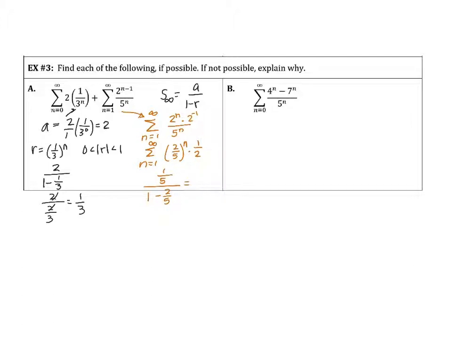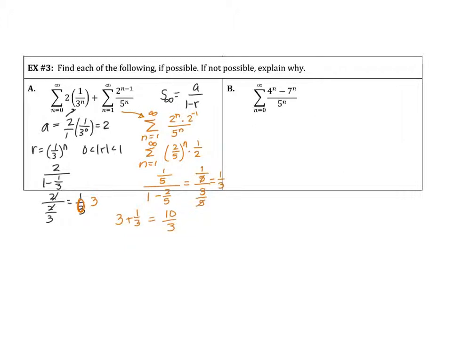So that's going to give us 1/5 over 3/5. And so let's see what that's going to give us. Those 5s will cancel, and so we have 1/3. And so back over here, that's not going to be 1/3, that's going to be 3. And now we're going to add those. So 3 plus 1/3, that's going to give us 10/3.